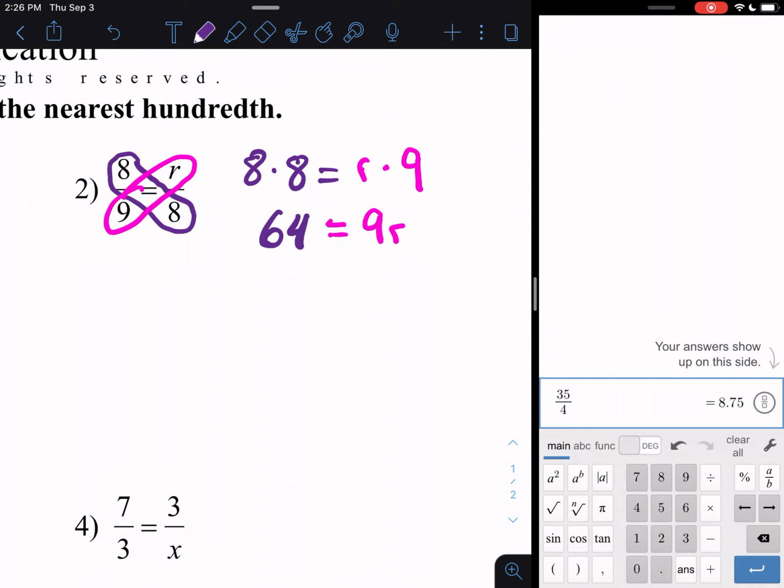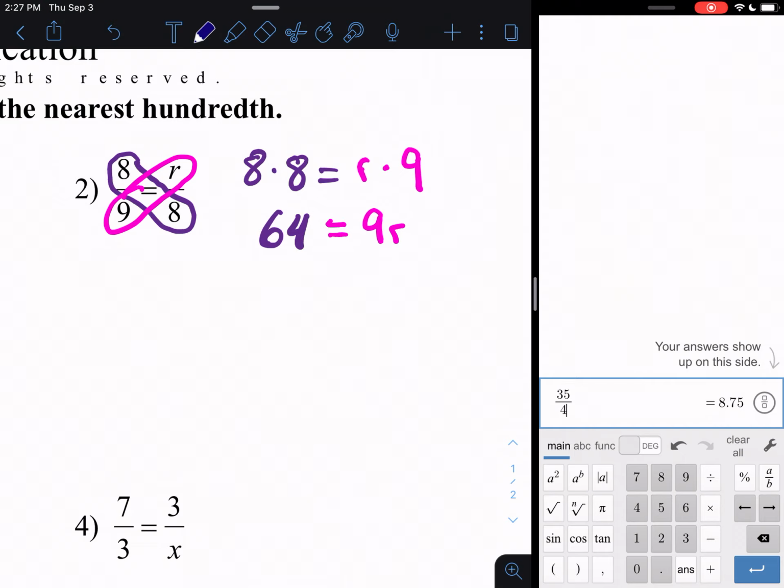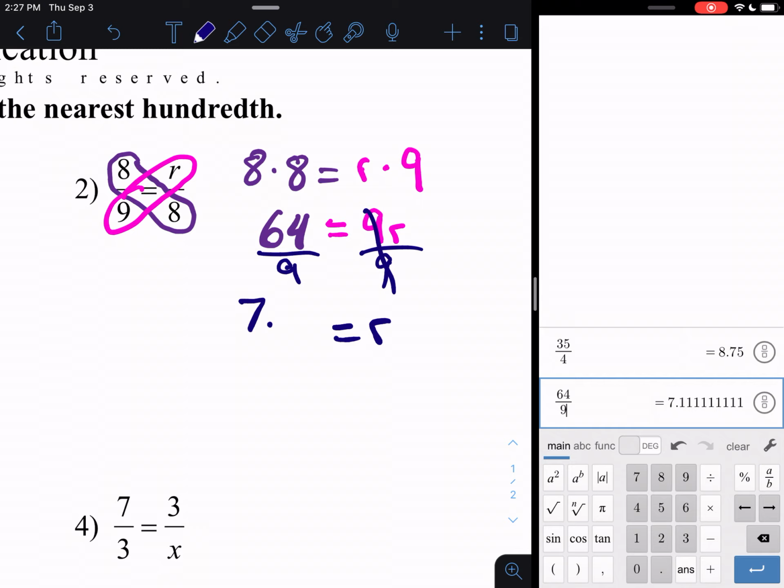Well, now we have this problem that says 64 equals 9 times a number, and we need to know, well, what times 9 is 64? And the way we solve that, we find that, is by dividing. So I'm going to divide both sides by 9. 9 divided by 9 is 1, so R equals, then 64 divided by 9 is 7 point, and it says to round to the nearest hundredth, so I'm going to write 7.11. And there you go, there's your answer.